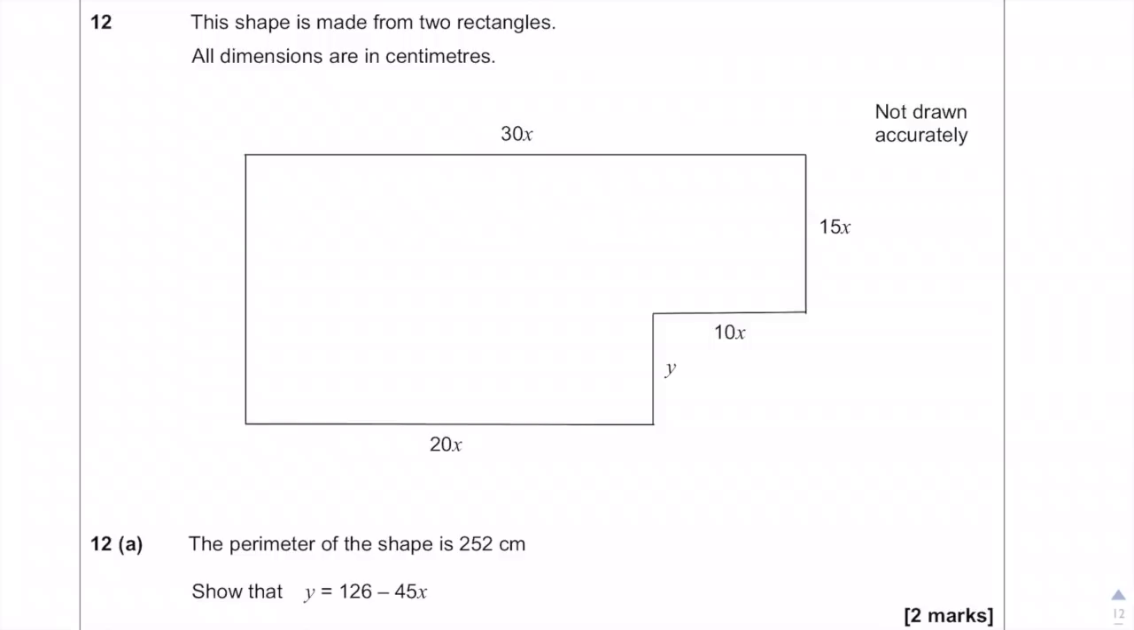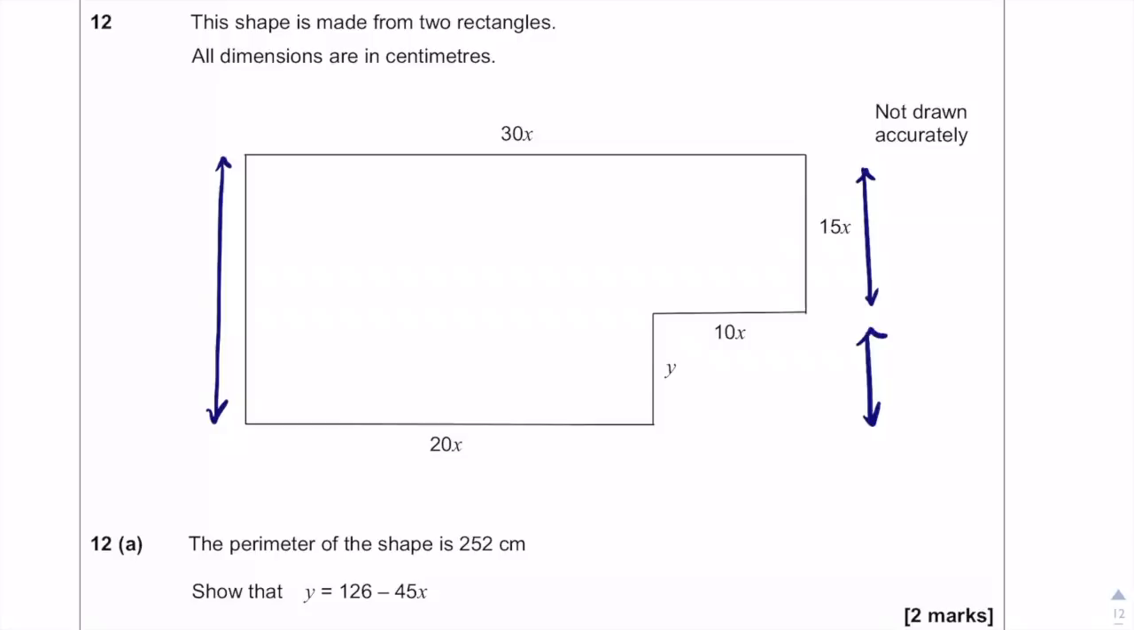Question 12. This shape is made from two rectangles. All dimensions are in centimetres. We're told that the perimeter of the shape is 252 centimetres, and we need to show that y is equal to 126 minus 45x. Okay, so to work out the perimeter, we need to add up all of the side lengths of this shape. Now, there's one length that we're missing from this diagram, and that's very easy to work out because we know that this side length is equal to this side length plus this side length.